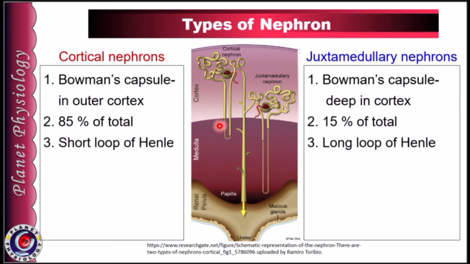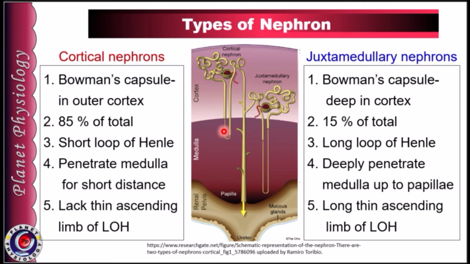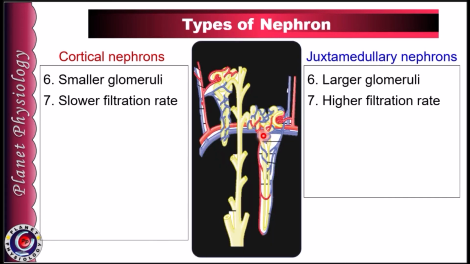Cortical nephrons have short loops of Henle which run a very short distance in the medulla. They also lack the thin ascending limb of loop of Henle. Juxtamedullary nephrons have long loops of Henle which penetrate the medulla almost to the papilla. They also have a long thin ascending limb of loop of Henle. Usually glomeruli of cortical nephrons are smaller and their filtration rate is also less than that of juxtamedullary nephrons.